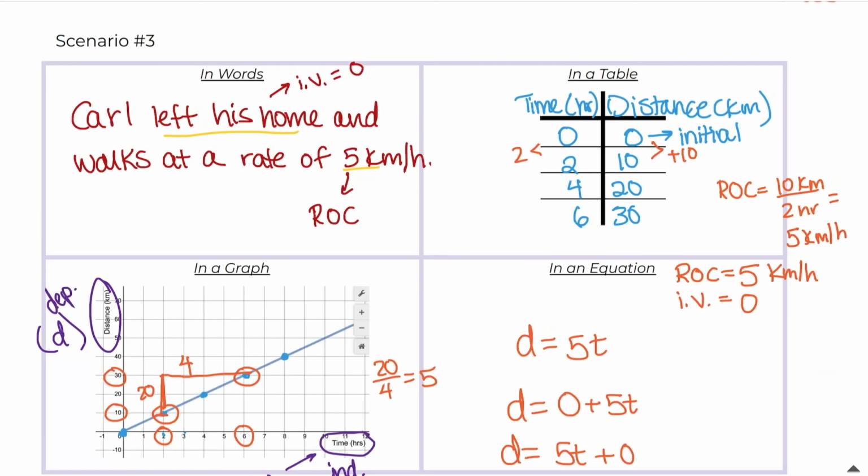In scenario number 3, we know that the initial value from our description is 0. In our table, it tells us the initial value is 0. In our graph, it tells us that the initial value is 0. And in our equation, it tells us that the initial value is 0. And just a little reminder right here, the fact that there's nothing here also tells us that the initial value is 0. And since the initial value is 0, this is an example of direct variation.